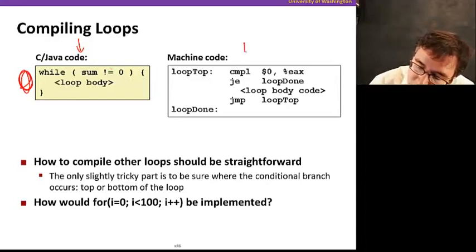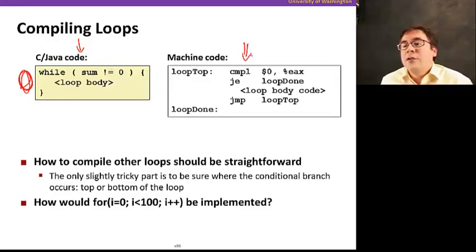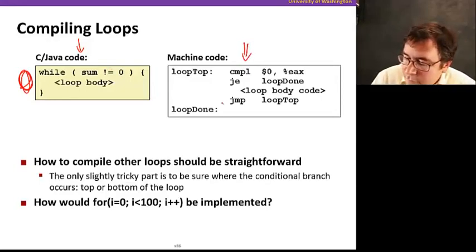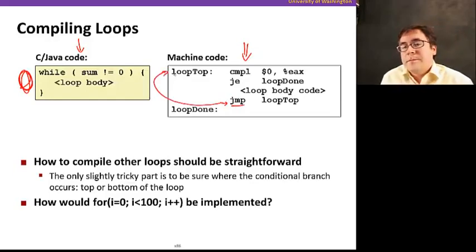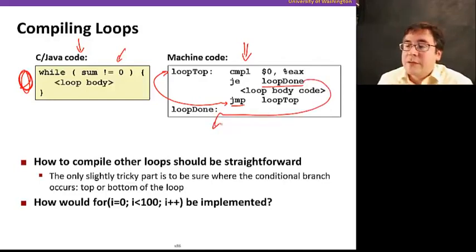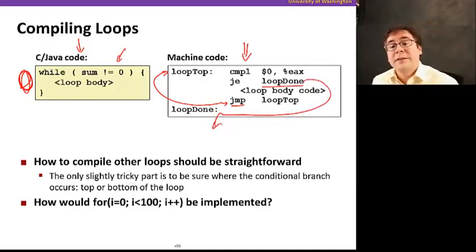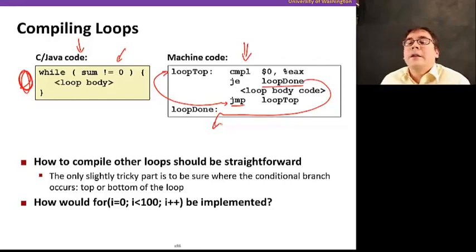So the important thing to note in our implementation of a loop in assembly is, first, there's an unconditional jump here that jumps to the beginning of the loop. And second, there's another jump here that determines when the loop is done. In other words, when this condition no longer is satisfied, we're going to jump to the end of the loop because the loop is done. So we're going to jump past the loop. How the compiler implements other loops should be straightforward. The only trick is where you put the conditional branch.